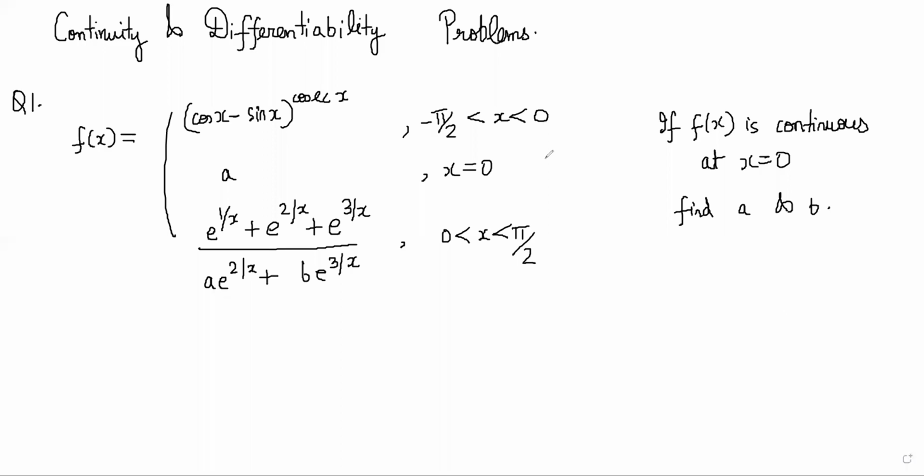Question. Basically, the function is piecewise defined: cos x minus sin x to the power cosec x in this range, and this function with e power 1 by x and so on in this range. Now, what is given is that the function is continuous at x equals 0. You have to find a and b. So basically, it's a limits question.